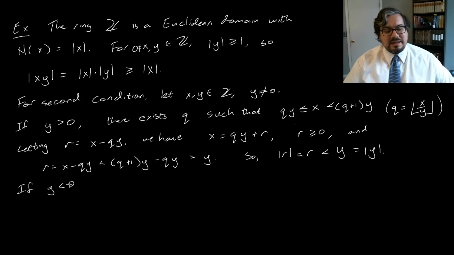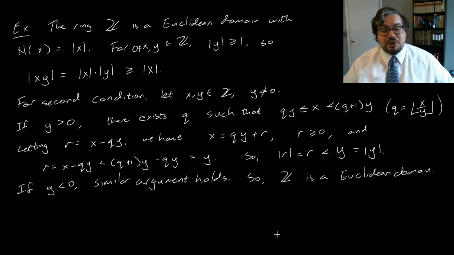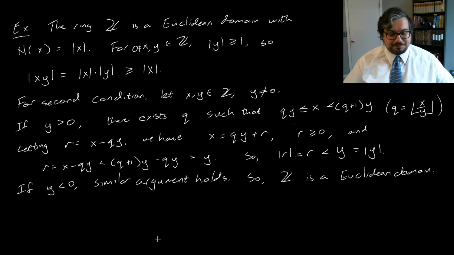If y is less than 0, a similar argument holds. You can find the details in the notes. So that means that Z, the integers, is a Euclidean domain. However, this also shows that the q and r in the Euclidean domain do not necessarily have to be unique.